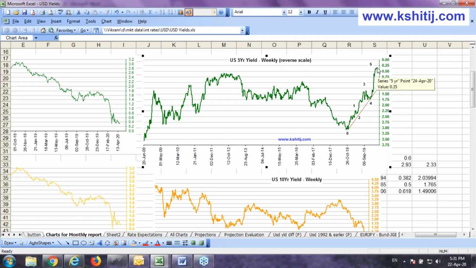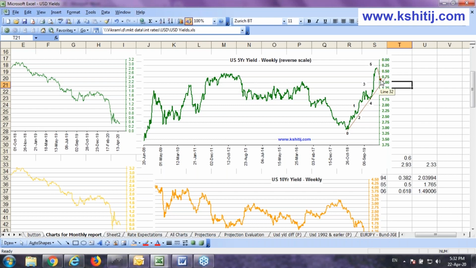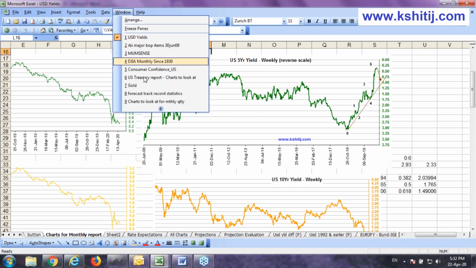This is a reverse scale. So the fall in US 5-year from 3% to 0.35% now could be a 5-wave up move. And if that be so, then there could be chances of the 5-year yield moving up to 0.75% roughly before it again goes down. Why I showed you this was earlier I shared with you that we had this chart.